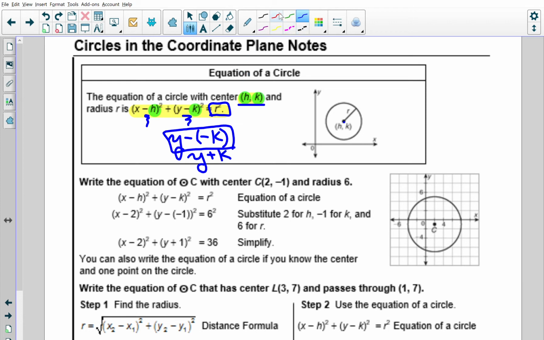So let's just work through this quickly. Center 2, -1. Radius 6. That means I'm going to have x minus 2, y plus 1, as evidenced right there. Protect yourself with your parentheses. And 6 gets squared. And here you have the final answer. This part's pretty easy.